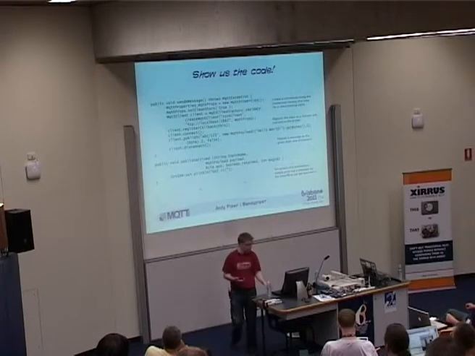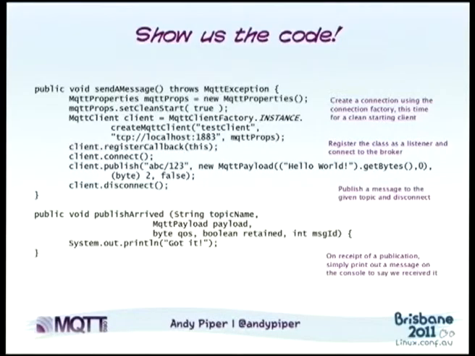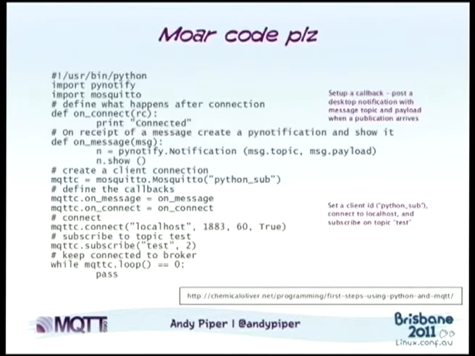So without further ado, let's have a look at some examples of some code. I'm not going to read every line of it to you. This is an example in Java, which is giving you the callback to do something when a publication arrives. Unsurprisingly, the Python version is significantly simpler, and in fact, the whole top section there is just about setting up how to do a desktop notification using PyNotify when a message arrives. Literally, the MQTT piece is this bit at the bottom, specifying a client ID. Let's go connect to my local MQTT server, subscribe to a topic, and then loop until something happens.